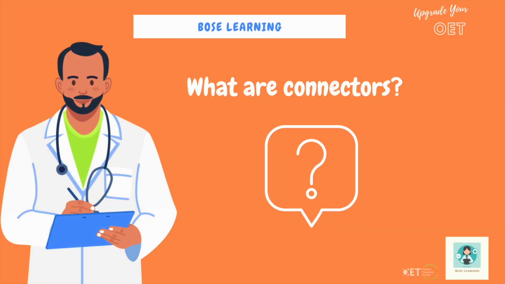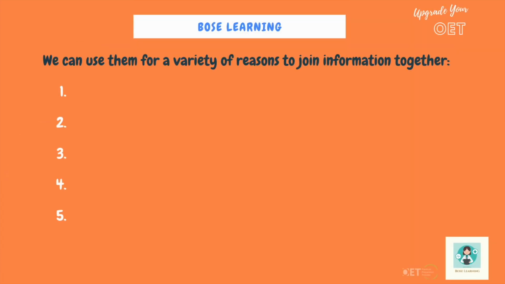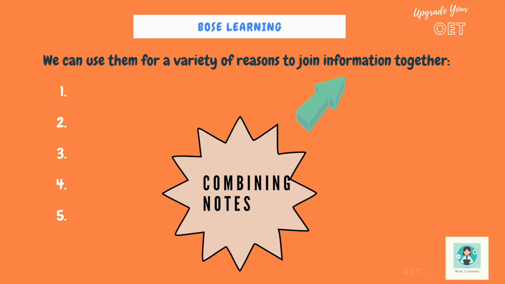Okay, so let's start at the beginning. What are connectors in general? I mean, not just for the OET, but in English. What do we use them for? What are they? Let's look at some examples. Well, we can use them for a variety of reasons, and it's basically to connect or to join information together. And this is especially useful in your OET writing because you have to combine notes, of course. So this is where it comes into the OET. But let's take a look at some examples just in general.